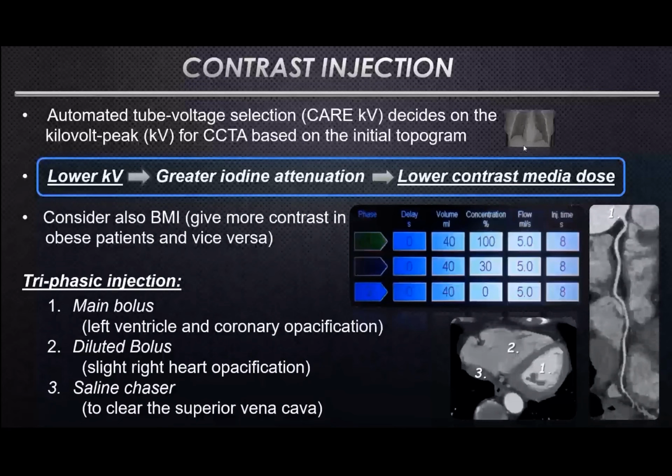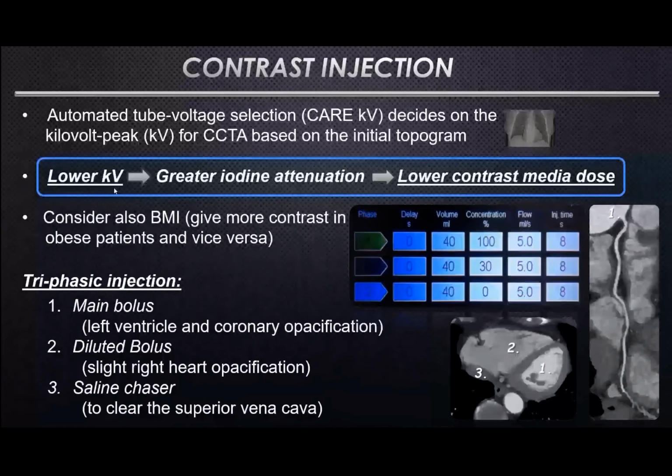The good thing about lower kV levels is that we have a much greater iodine attenuation. Speaking in very simple terms, the image gets brighter the lower the kV level is. And this in turn also allows you to lower the contrast media dose. And in parallel, the radiation dose is much decreased with lower kV levels.